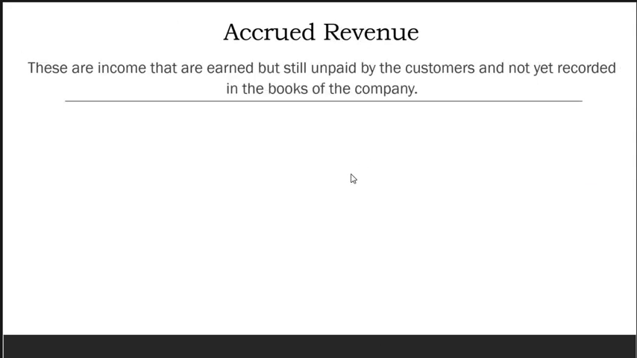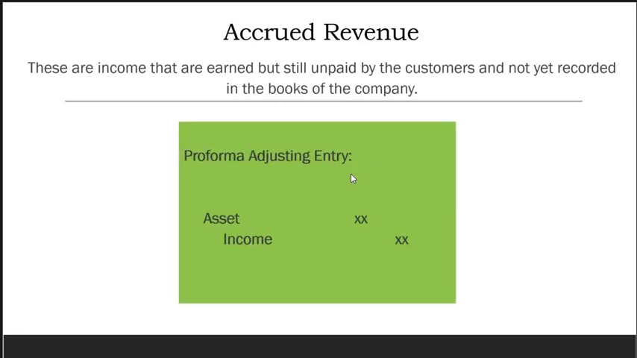Next, tapos na tayo sa accrued expenses. So, let's proceed to accrued revenue. Ito naman, these are income that are earned but still unpaid by the customers and not yet recorded in the books of the company. Na-earn na kasi na-deliver ng goods or na-perform ng service kasi lang hindi pa nagbayad yung customer mo. So, ito yung pro forma adjusting entry, no? Magde-debit tayo ng asset, usually a receivable, and magka-credit tayo ng income.